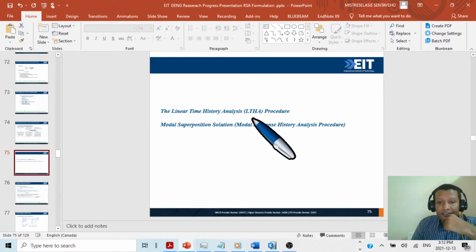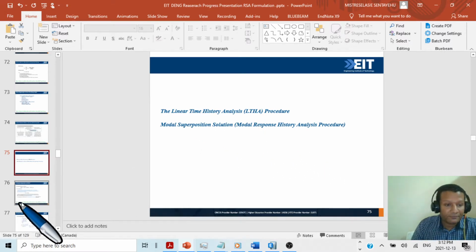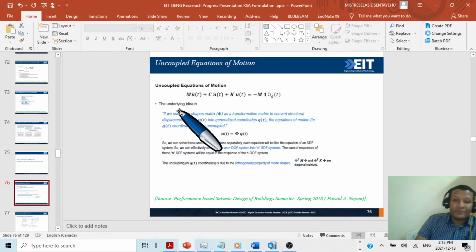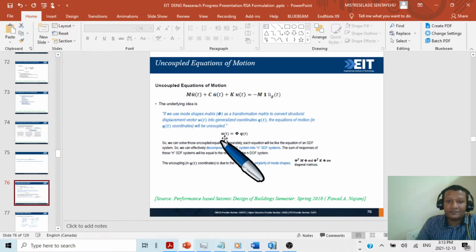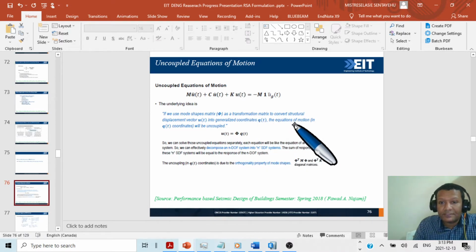The linear time history analysis procedure, modal superposition solution, modal response history analysis procedure. This is the uncoupled equation of motion. How we derive it is explained in my second video. This is the equation of motion. So the underlying idea is, if we use the mode shape matrix phi as a transformation matrix to convert a structural displacement vector u(t) into generalized coordinate q(t), the equation of motion in q(t) coordinate will be uncoupled.